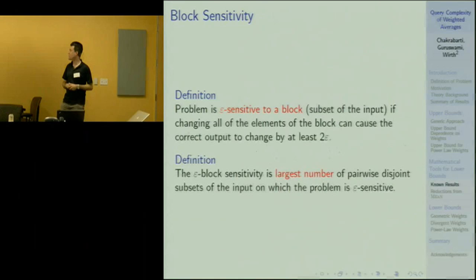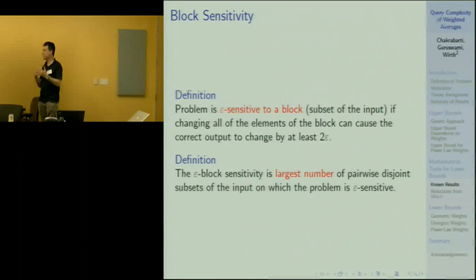Okay, so let's talk about block sensitivity for a moment, which seems to be a fairly powerful tool. Imagine that you had some part of the input, these hidden y's, say, and some adversary changes all of their values, maybe from whatever they are to something else. What could this potentially do to the output? So if it changes the output by at least 2 epsilon, then you know that you have to look at something in that block. Otherwise, there's no way you can guarantee that you're within an additive error of epsilon of the truth.